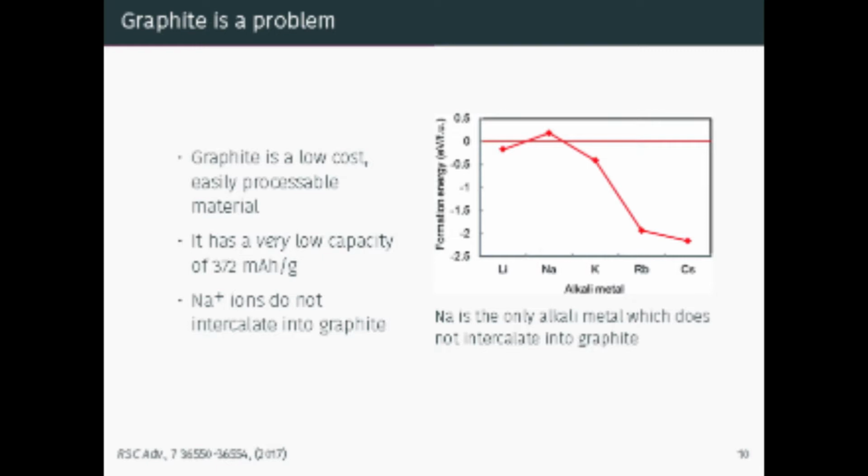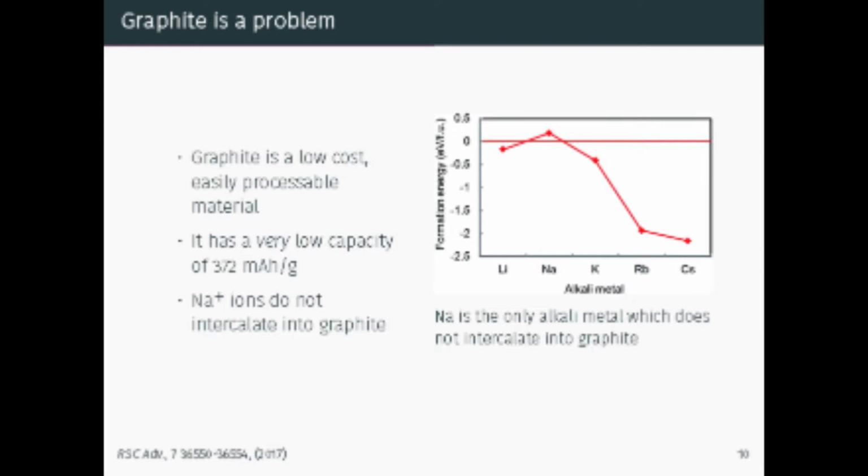We want to look at other types of ions that we could put into our battery. So the natural thing to do is to go along the periodic table and go to the next alkali metal down, which would be sodium. Sodium seems great because it's much more earth abundant. It's much cheaper. You could put this into your battery, it'd be much better, but it doesn't work with graphite.